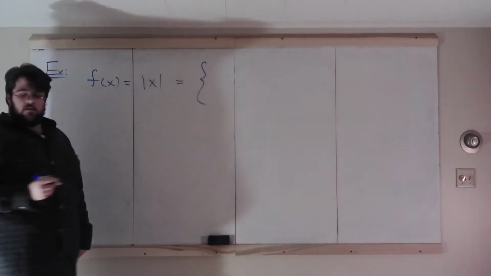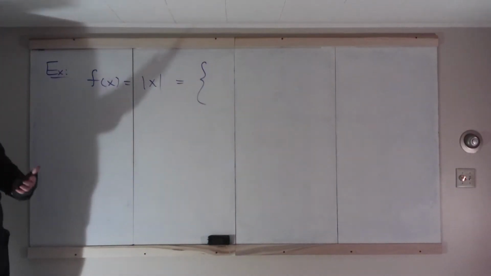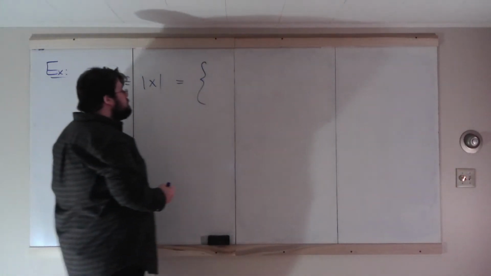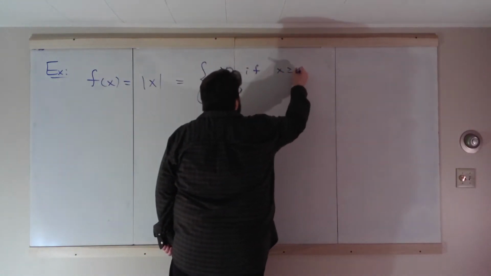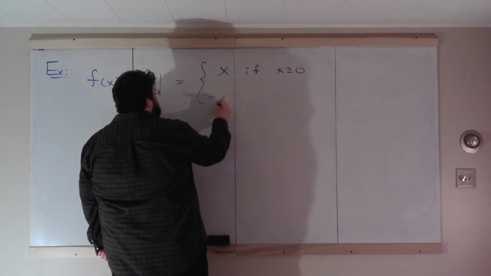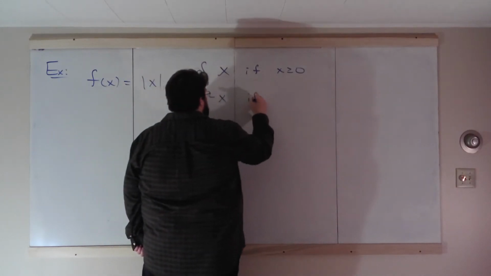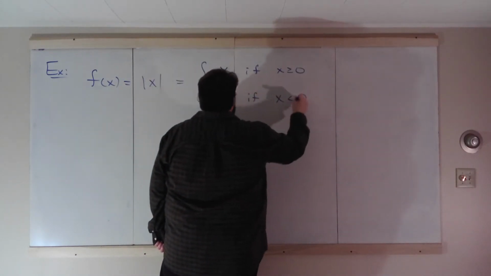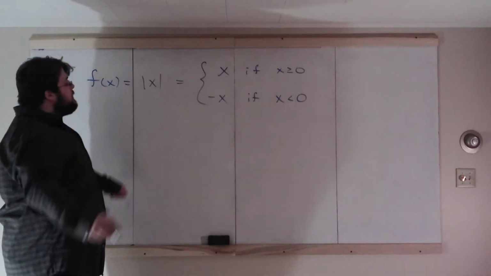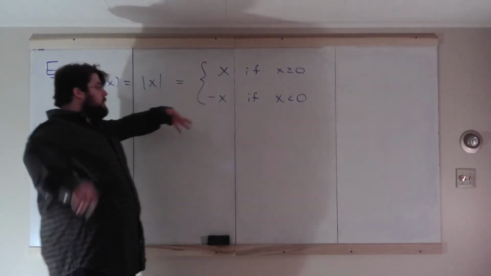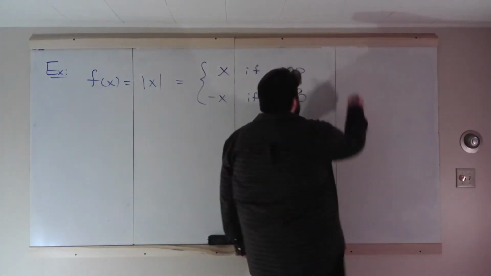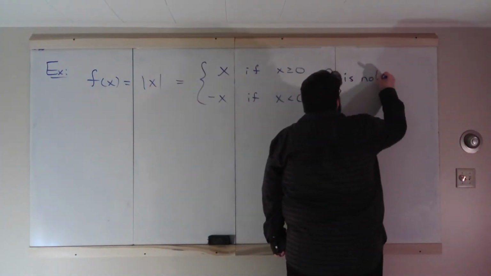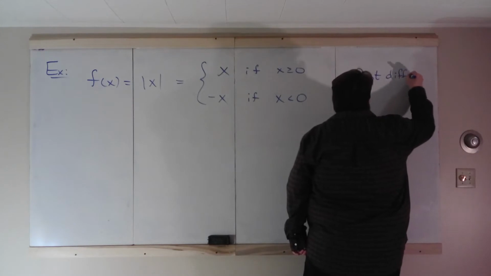The absolute value function is defined piecewise. And we will use the piecewise definition here. Absolute value of x is x, if x is positive or 0. And if the input is negative, then the absolute value is the negative of that negative. And we're going to show that this is not differentiable.